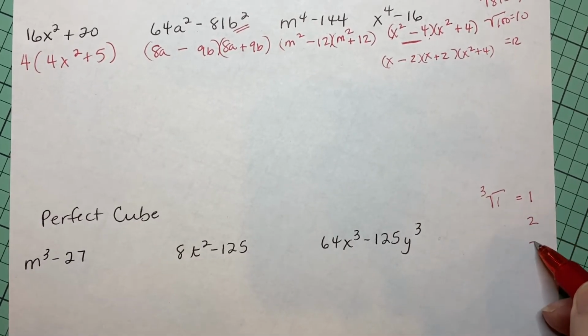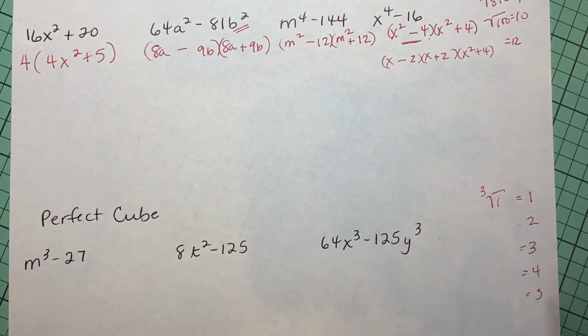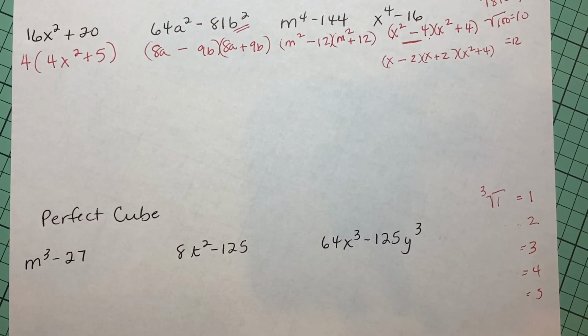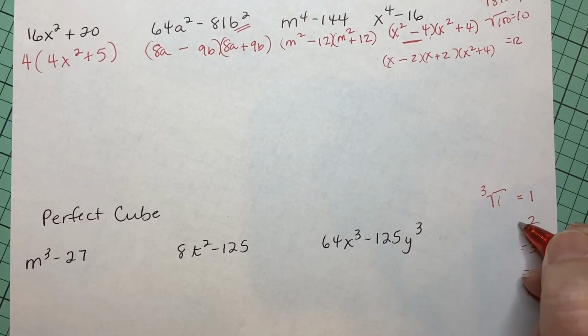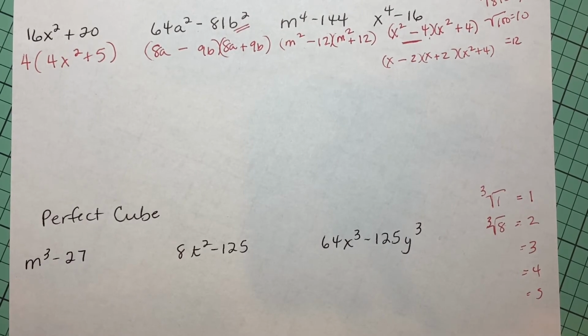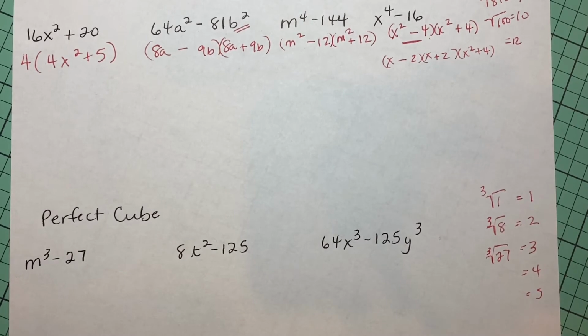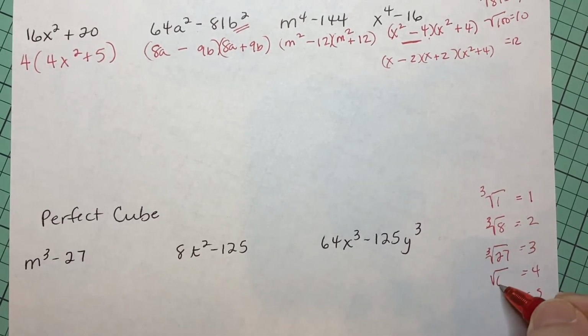And then to get the rest of them, you can just write your numbers and multiply it out, but now we're doing it 3 times. So 2 times 2 is 4, times 2 is 8, so the cube root of 8 is 2. 3 times 3 is 9, times 3 is 27, so the cube root of 27 is 3. 4 times 4 is 16, times 4 is 64.